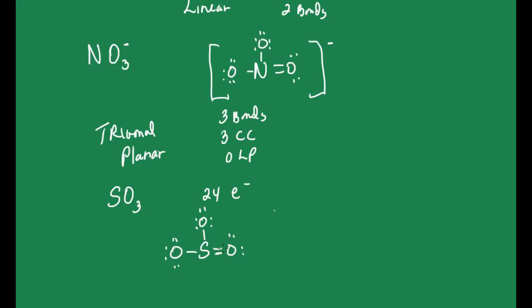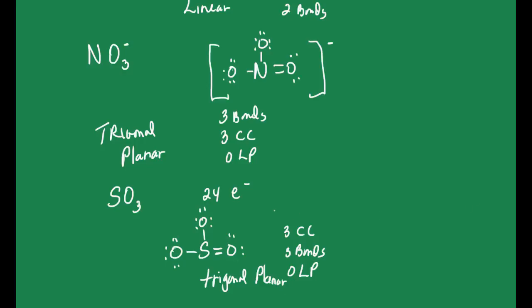And so we can draw resonance structures here, remember, but I'm not going to do that here. I'm just going to use this one structure to determine the molecular shape. So what we have is the central atom, the sulfur, 3 charge clouds, 3 bonds, 0 lone pairs, and again, we have a trigonal planar.